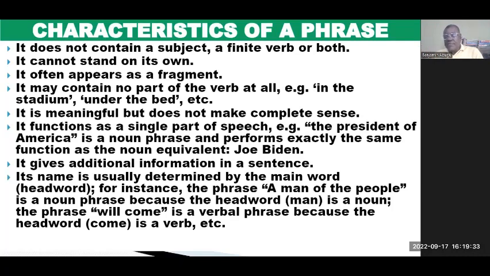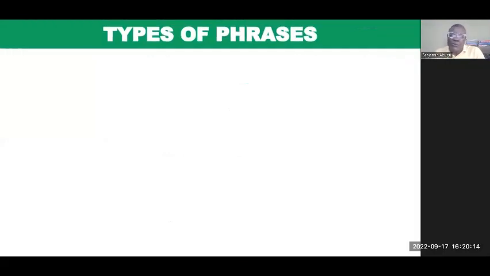Now, for example, the phrase, a man of the people, is a noun phrase because the head word there, which is man, is a noun. So when you have a group of words whose main or head word is a noun, that group of words is a noun phrase. Then the phrase will come is a verb or verbal phrase because the head word come is a verb, okay? So that is exactly what you find. These are the characteristics of a phrase.